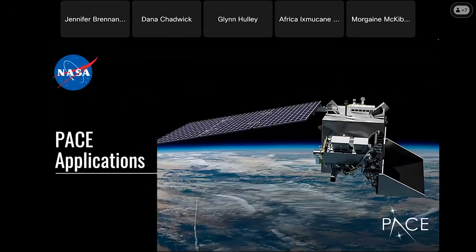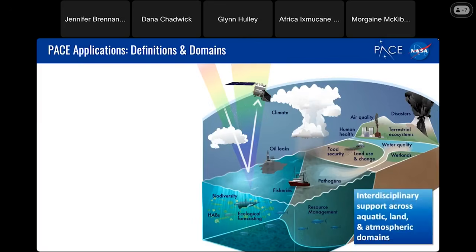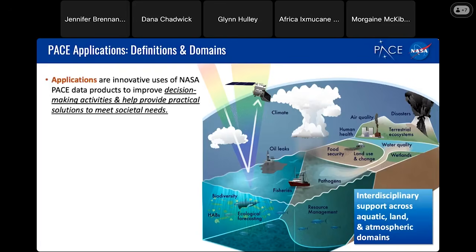So what are we doing with all of this fantastic data? This data is being put towards foundational research, of course, advancing our understanding of the Earth system from space. And it's also going towards applied research, such as, how can we use this PACE data for societal benefit for things like food security, fisheries, water quality, disasters. PACE is, of course, able to support applications across all of these domains with its cross-disciplinary data products.